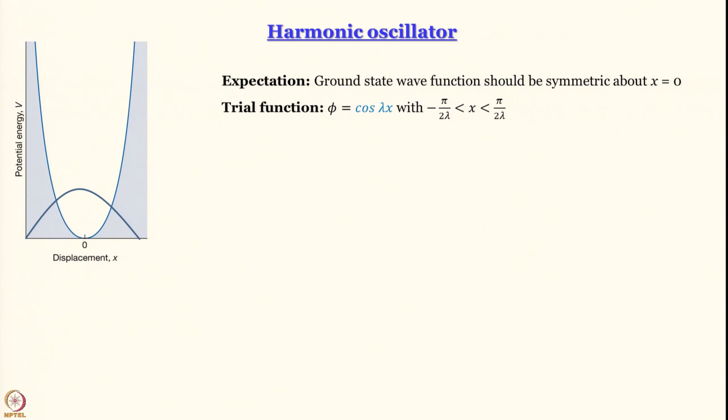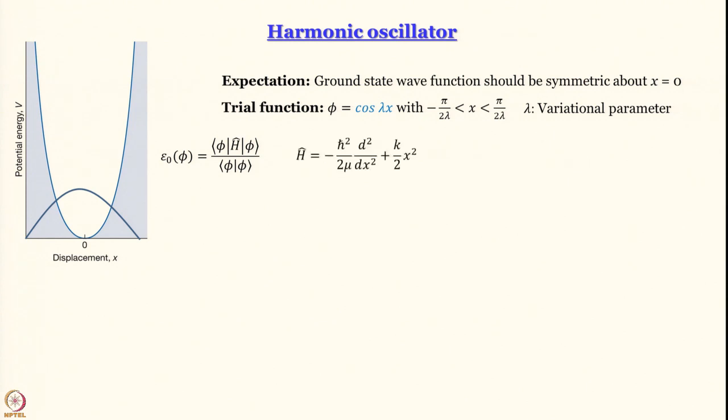This is what we write, and we set the limits to be x between minus and plus pi divided by 2 lambda. Of course, lambda here is really a variational constant parameter, so we will play around with lambda a little bit. There is not necessarily a relationship between lambda and a, you can ignore that. So lambda is a variational parameter. What we want to do is work out the expression of this functional epsilon 0, and find E min, which is the minimum value of this functional with respect to lambda.